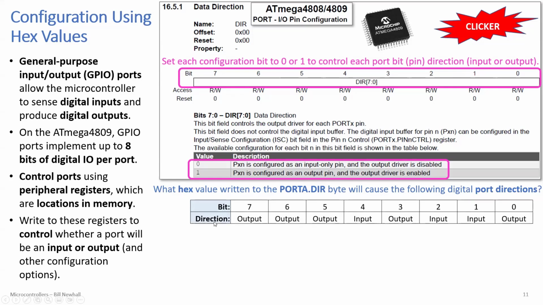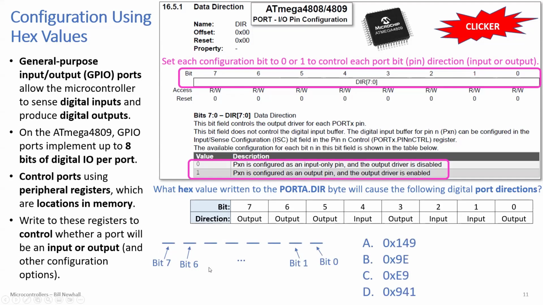So you want to use bit 7 as an output, bit 6 as an output, bit 5 as an output, bit 4 as an input, and so on, right down to bit 0. So you're going to use all of these bits of port A, but some of them as outputs and some of them as inputs. And here's how the byte, the 8-bit word, is organized. Bit 7 on the left, bit 0 on the right.